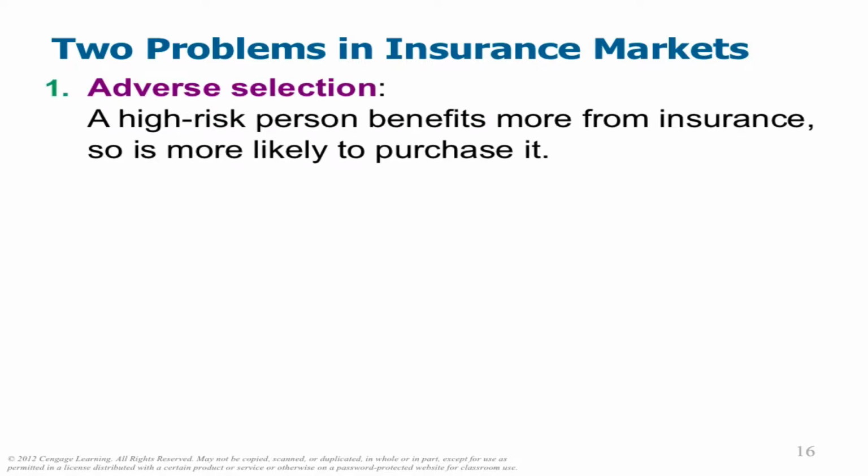So there are two problems that exist in the insurance markets, and one is adverse selection. Those people who are high risk benefit more from insurance, and they're most likely to purchase insurance. So in this instance, we're not going to think about auto insurance since you're legally required to have it. Okay?